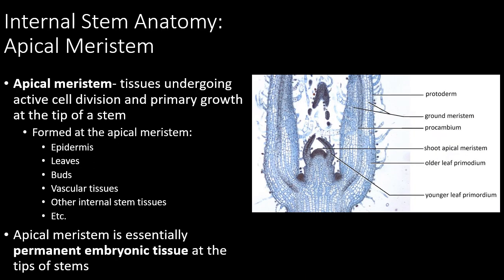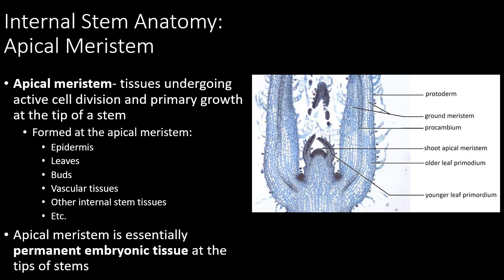Okay, the first and arguably the most important internal part of a stem is the apical meristem. So the apical meristem is found at the apical bud, at the tip of the stem, and like I said a second ago, meristems are tissues which are undergoing active cell division and primary growth at the tip of a stem. So active cell division means that those cells are rapidly dividing, and that requires the cell to duplicate all of its organelles, and it requires it to duplicate all of its DNA and then split in half and form two daughter cells.